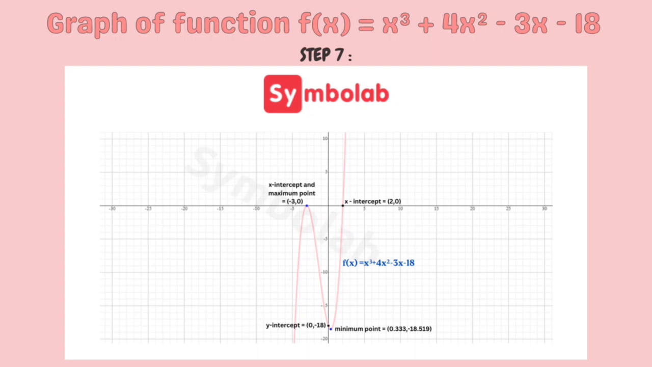So for step 7, graph of function x to the power of 3 plus 4x to the power of 2 minus 3x minus 18. We just key in this function into Symbolab, and then we will label it. So we have two x-intercepts. The first x-intercept is -3, 0, which is also the maximum point. The second x-intercept is 2, 0. The y-intercept is 0, -18. Also the minimum point is 0.33, -18.519.